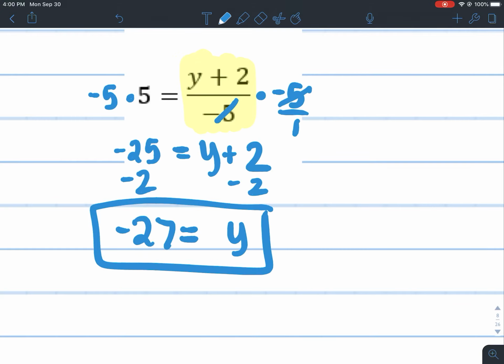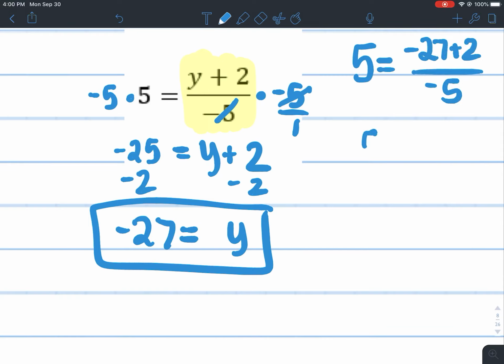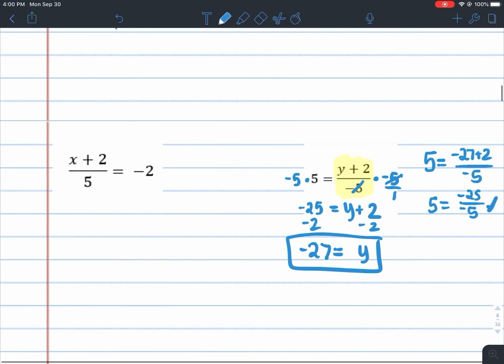And again, you can check that. So does 5 equal -27 plus 2 over -5? Does 5 equal -25 over -5? And that is true. -25 divided by -5 is 5.